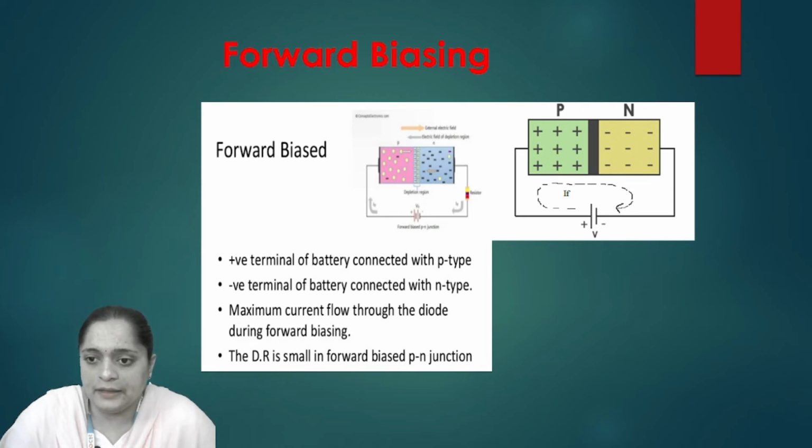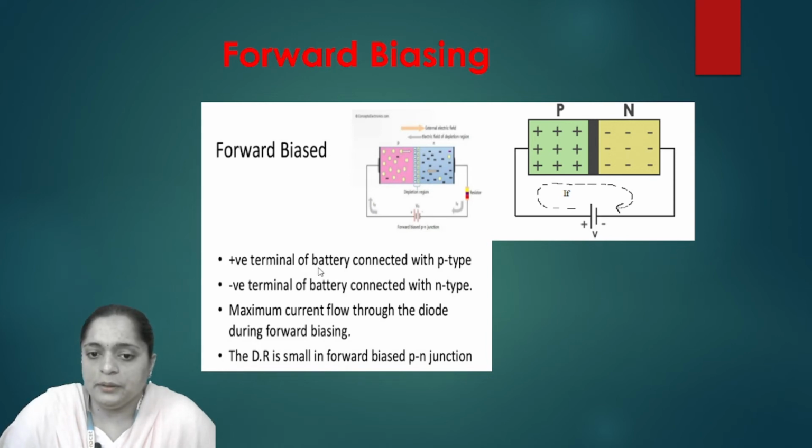In forward biasing, the external positive supply is connected to the p-type semiconductor material, and the external negative supply is connected to the n-type semiconductor material. Already we know how a p-n junction gets formed when p-type and n-type materials are connected together; that junction is known as a p-n junction diode. This type of biasing is known as forward biasing.